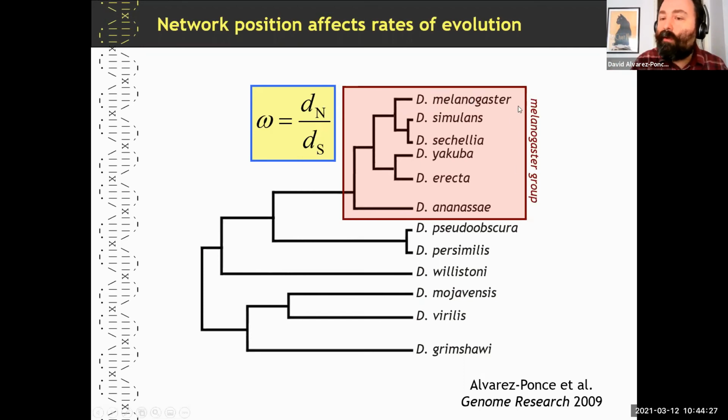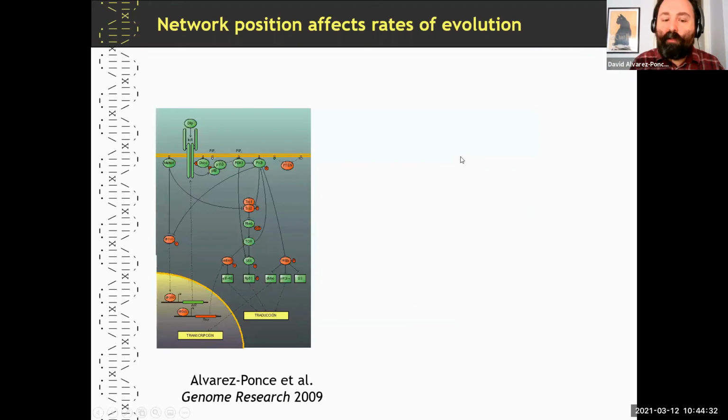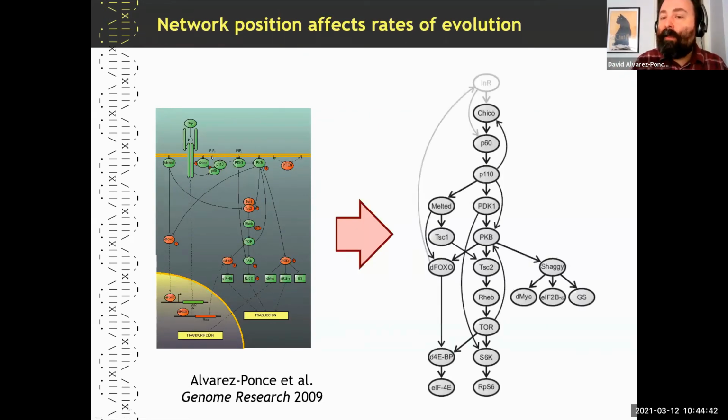So we focus only on what is called the melanogaster group for estimation of rates of protein evolution. And then from the network, or what we knew about the interactions between these proteins, we obtained this directed network. Okay, see how here interactions are represented by arrows, so it is a directed network. And we use that to come up with the position of each protein along the pathway, okay?